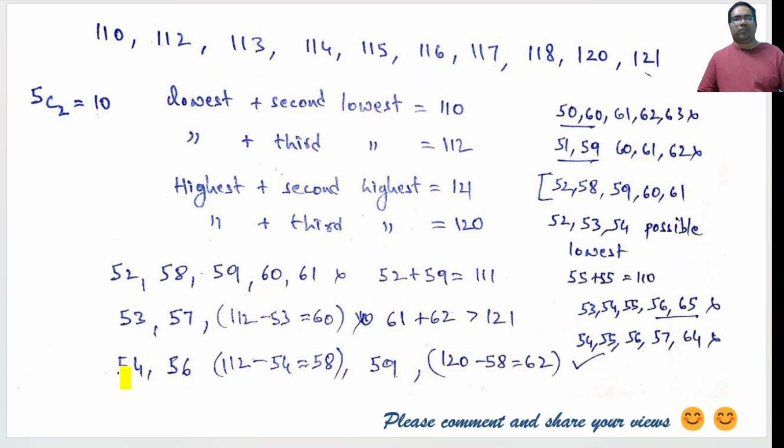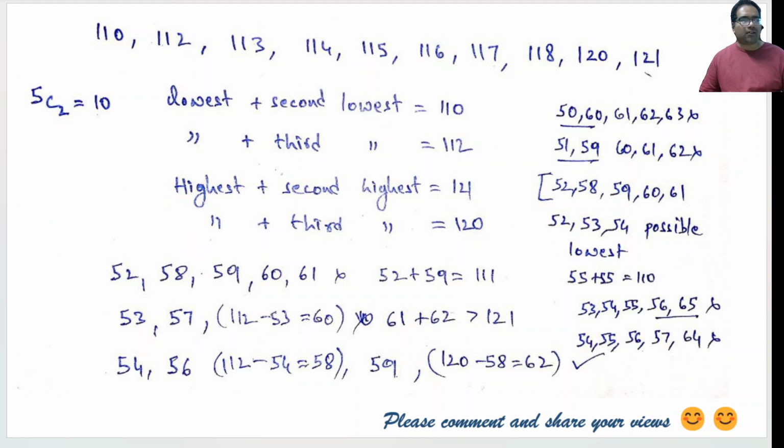Right. Beyond 54, there is no option because we have already figured out 55 is not possible. Because if the lowest itself is 55, the second lowest also has to be 55, which is not possible. Right, guys? This is an interesting problem.